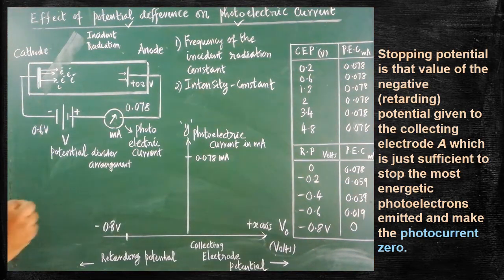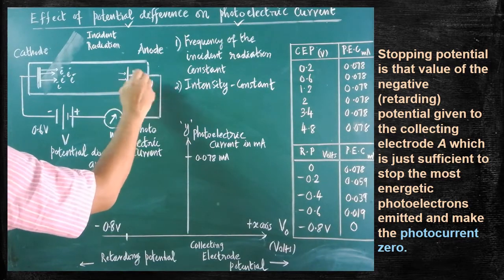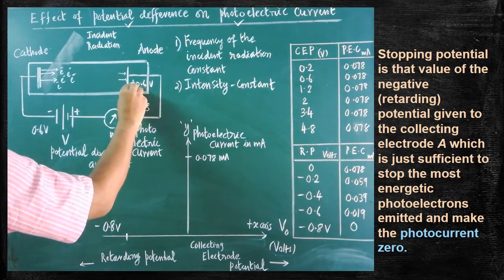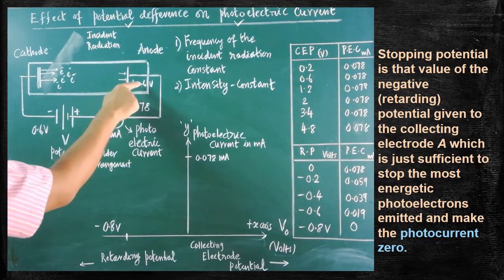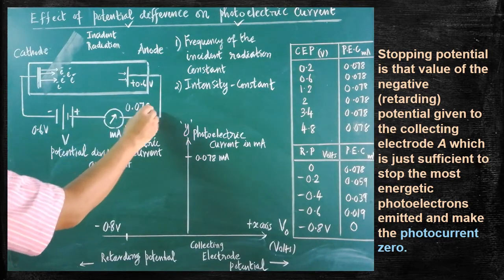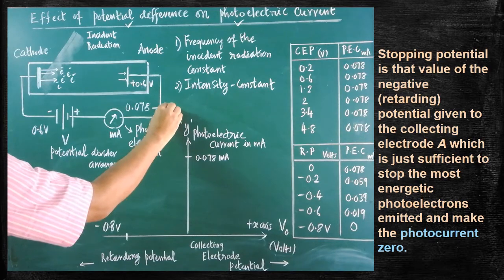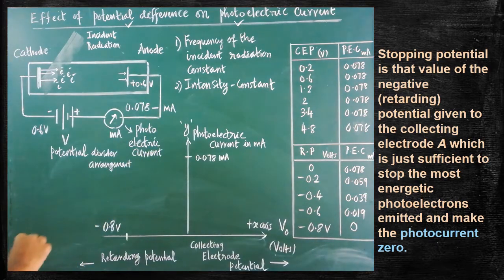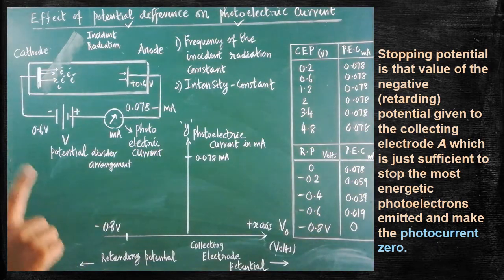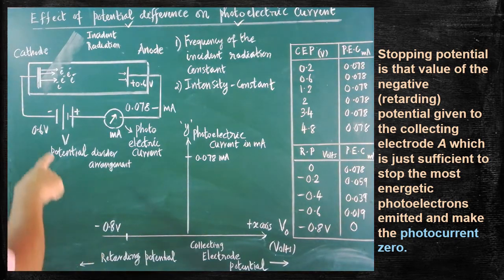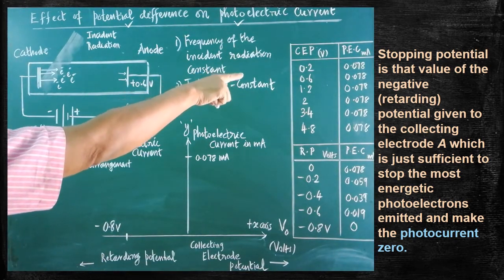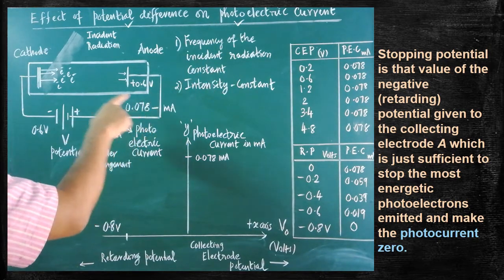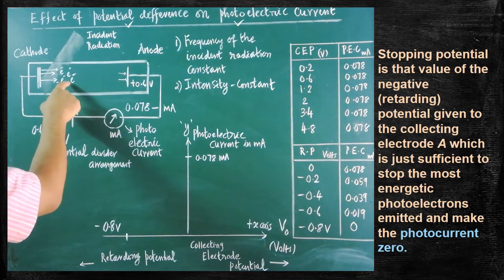Now the anode potential will be equal to plus 0.6 volt. The same number of electrons per second will be reaching the anode. Again the current value will be exactly 0.078 milliampere. Now you have to understand one thing: when you increase the anode potential from 0.2 volt to 0.6 volt, the kinetic energy of the electrons alone will be increased.